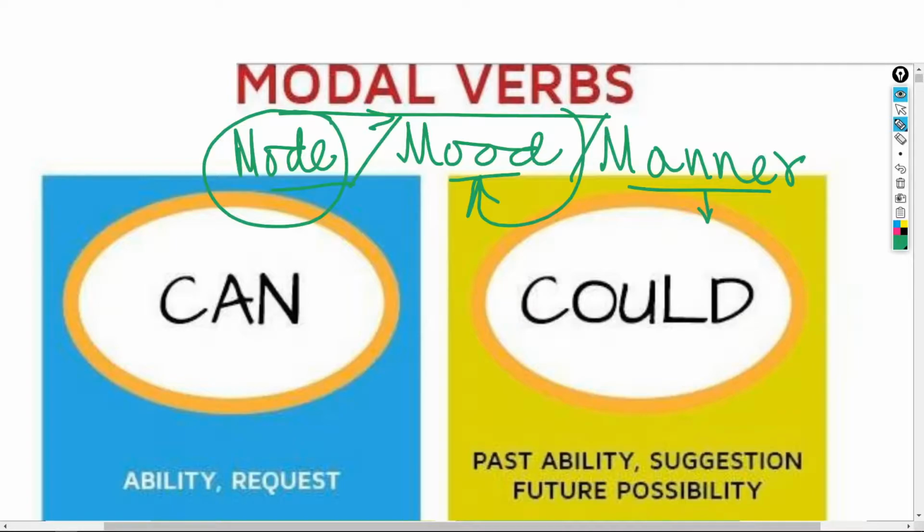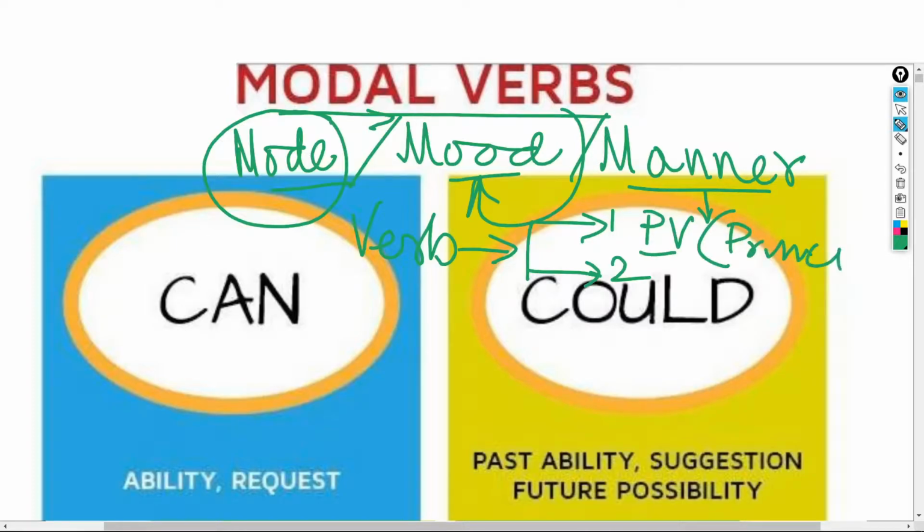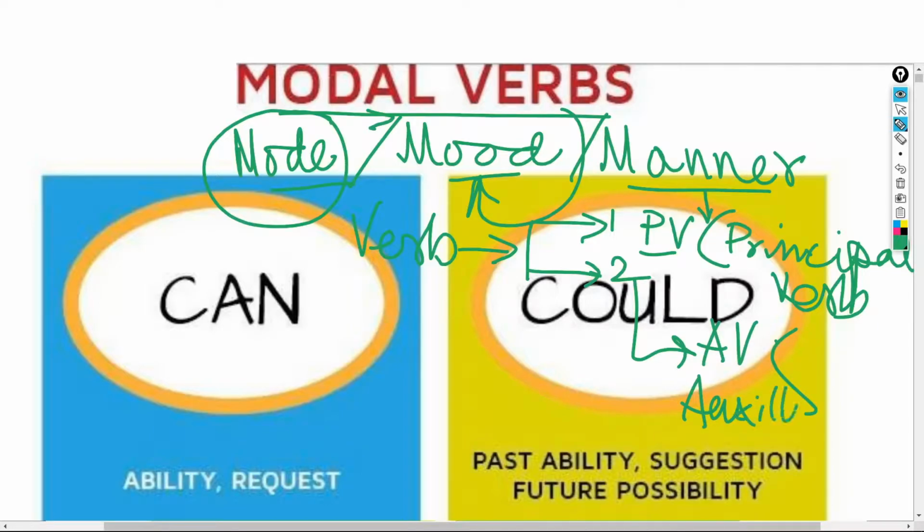Therefore, my dear children, when you are talking about the verb, this verb is a part of speech, and this verb is a doing word, and this verb is divided into how many kinds? It is divided into two kinds. Number one is the principal verb, and another one is the auxiliary verb.